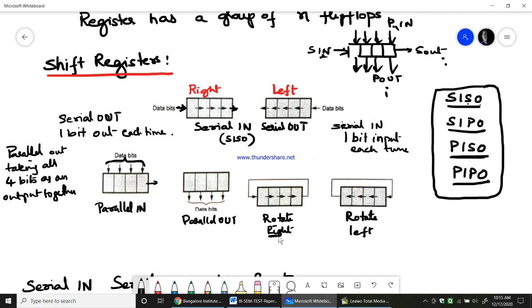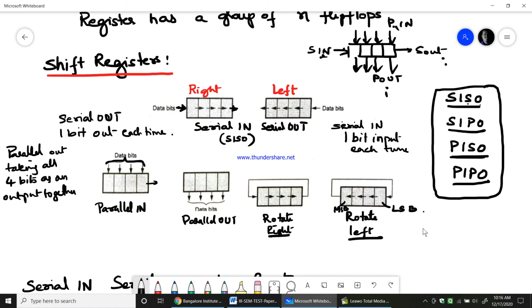We also have rotate right and rotate left operations, which can also be used as shift operations. When you rotate right, the LSB goes back to the MSB, and the same data keeps on rotating. That is the benefit of the rotation operation. If I say rotate left, the MSB comes back to the LSB. So this is the MSB and this is the LSB, most significant bit and least significant bit.